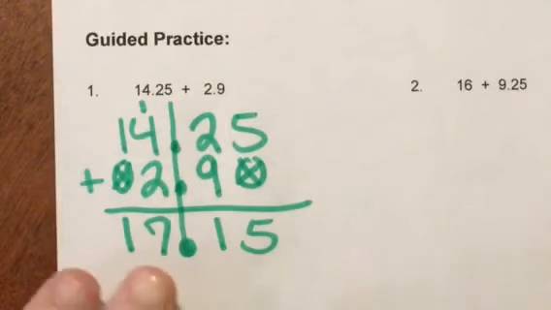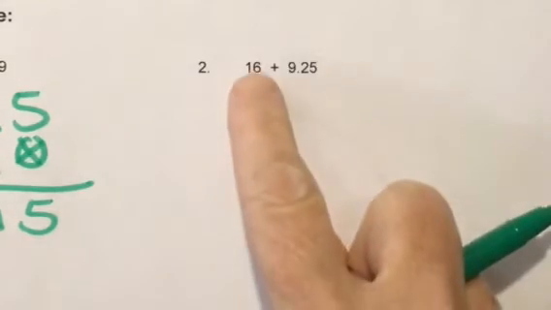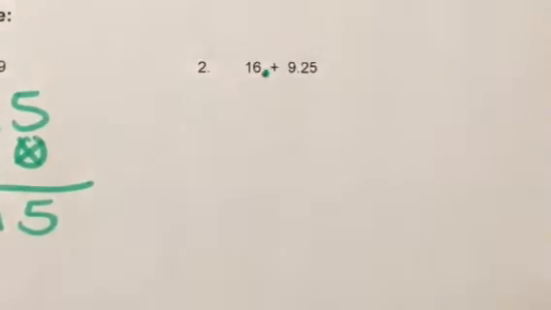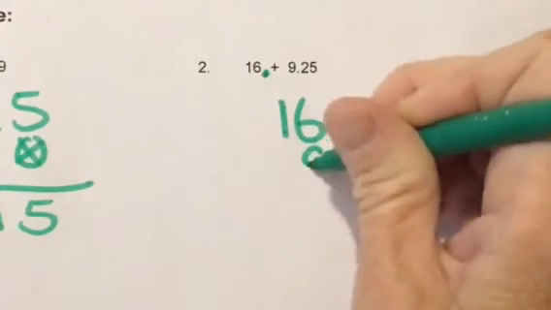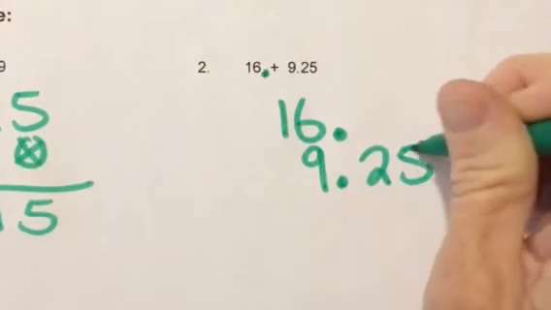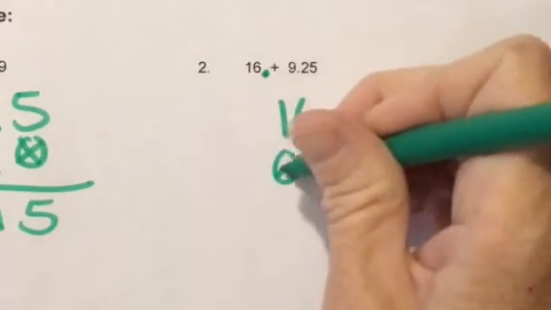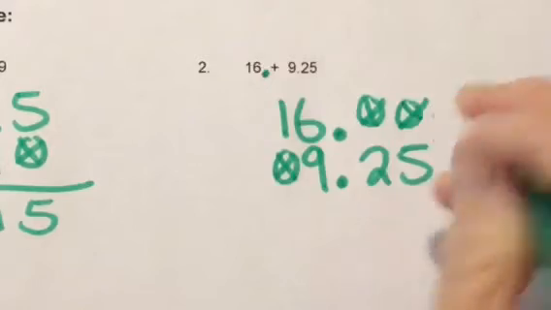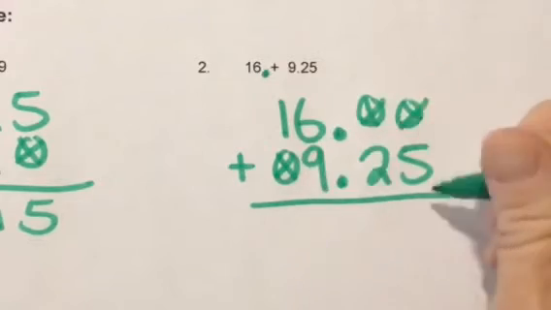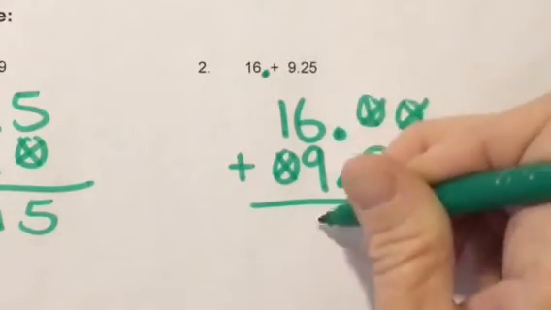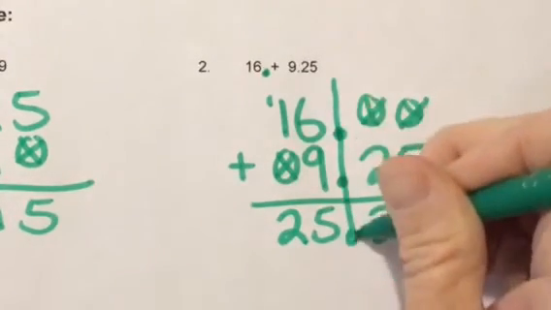Okay, let's try another one. Number 2. Okay, step 1, add a decimal if needed. Well, this one doesn't have a decimal, so I'm going to add it to the end. Okay, step 2, set up my problem vertically, being sure to line up my decimals. Step 3, add zeros to create a box. So now I have that kind of box shape. Step 4, add. So I'm getting that. Step 5, bring down your decimal using a line.